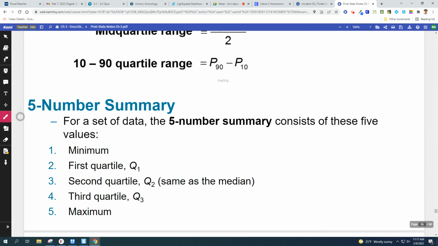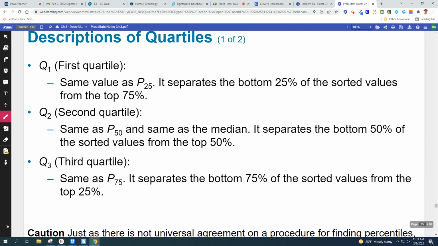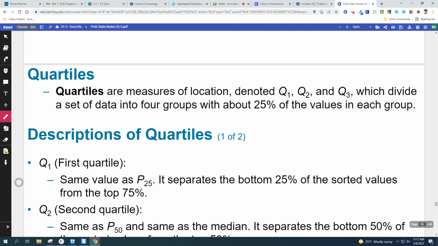Quartiles, oh no. Come on. Where'd it go?